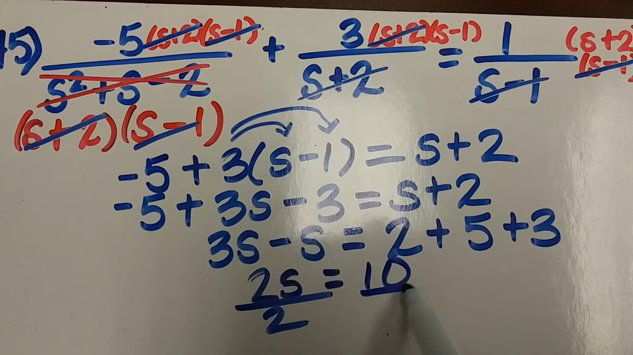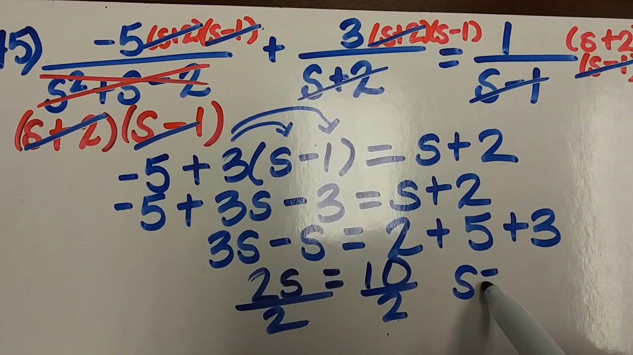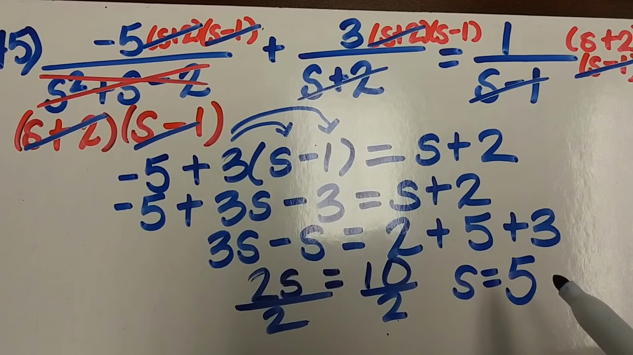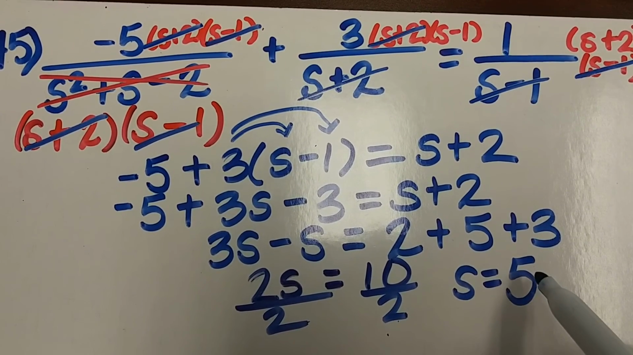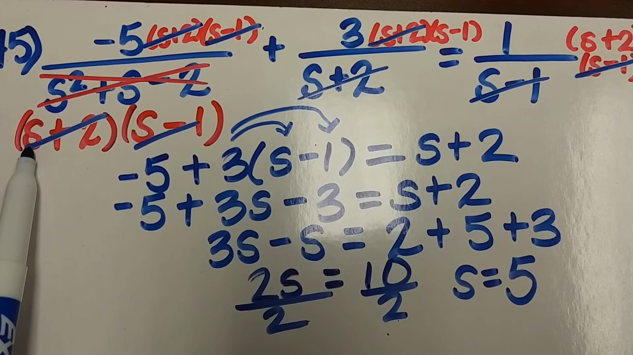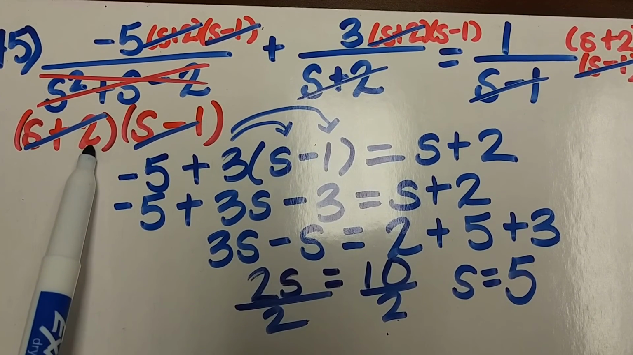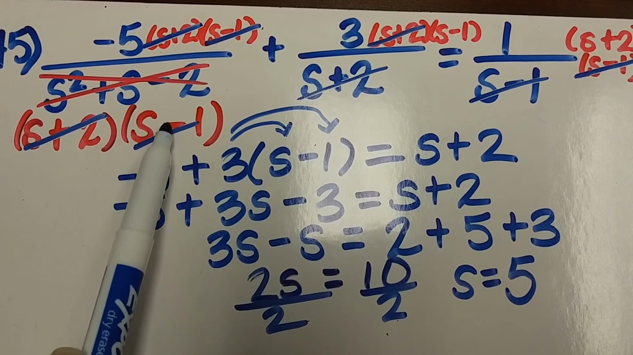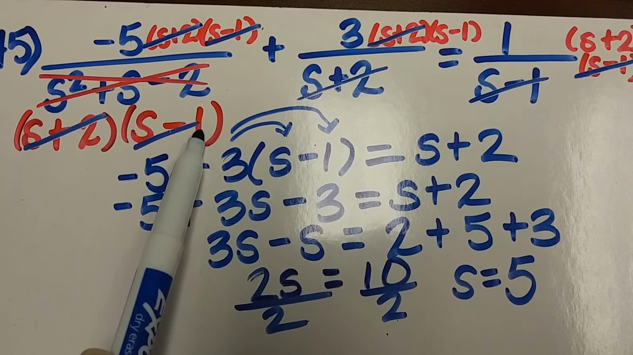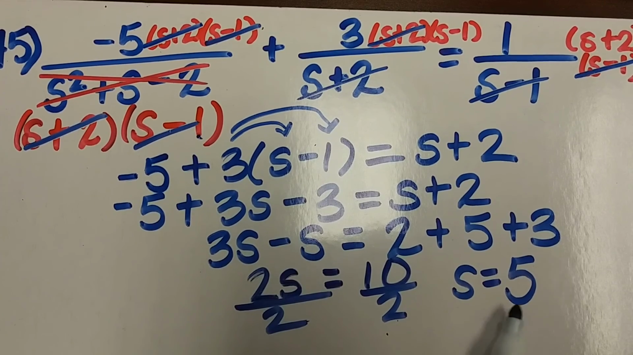Divide both sides by 2. So x equals 5. Can I use 5? Check it. 5 plus 2 is 7, not 0. 5 minus 1 is 4, not 0. I can use 5.